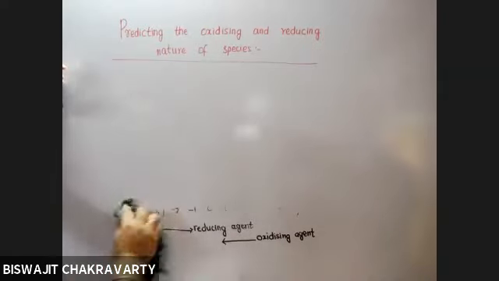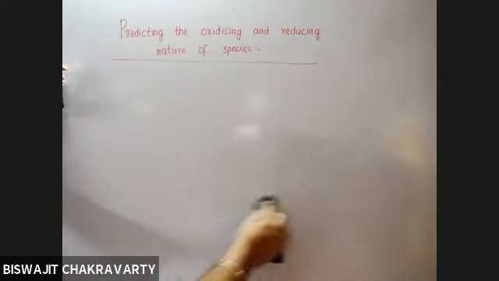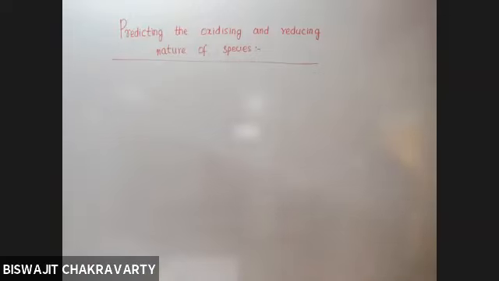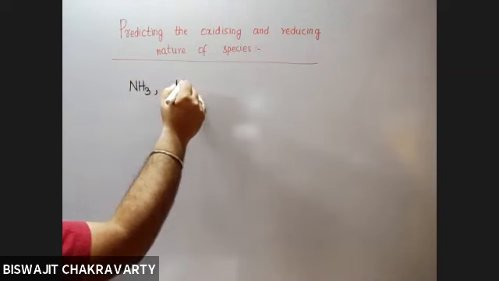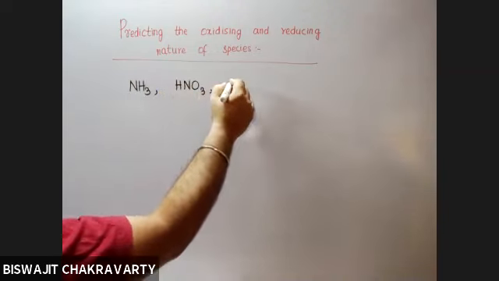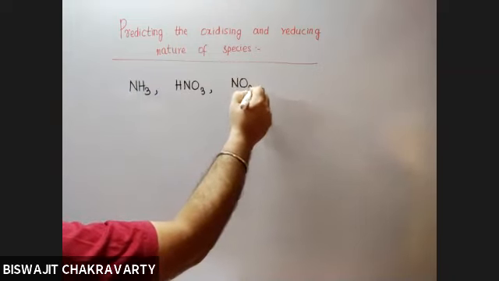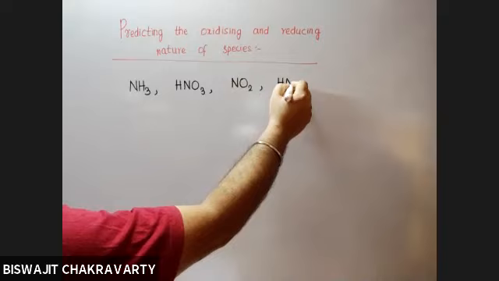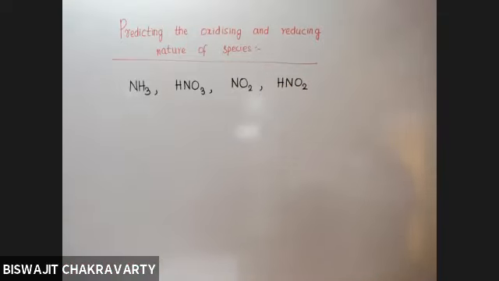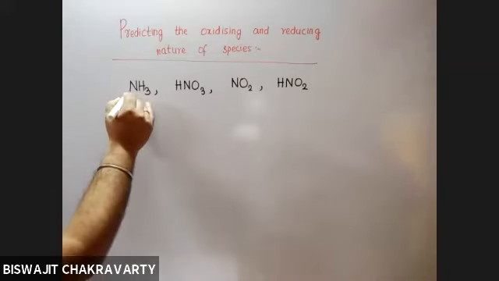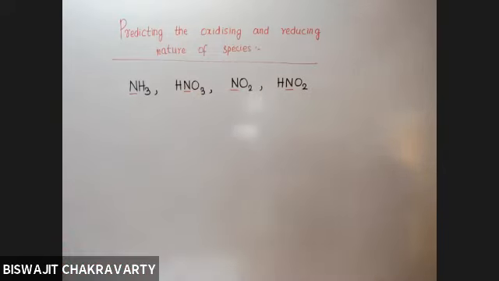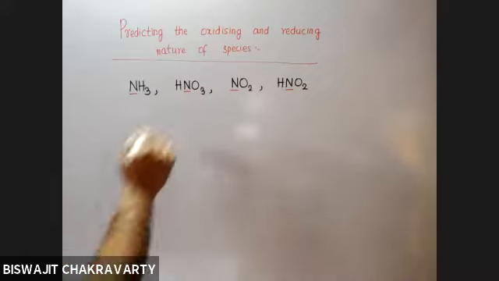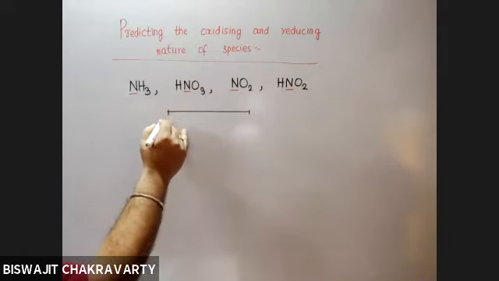Suppose you are given a question. There are some compounds of nitrogen: NH3, HNO3, NO2, HNO2. So all of them have nitrogen as the central atom. So what is the range of nitrogen we have just discussed? Sir, -3 to +5. Very good. -3 to +5.